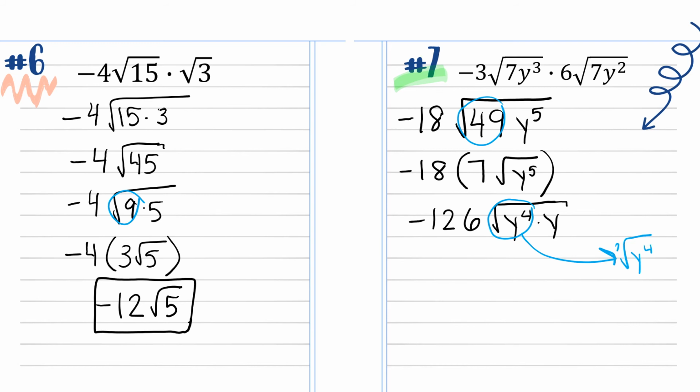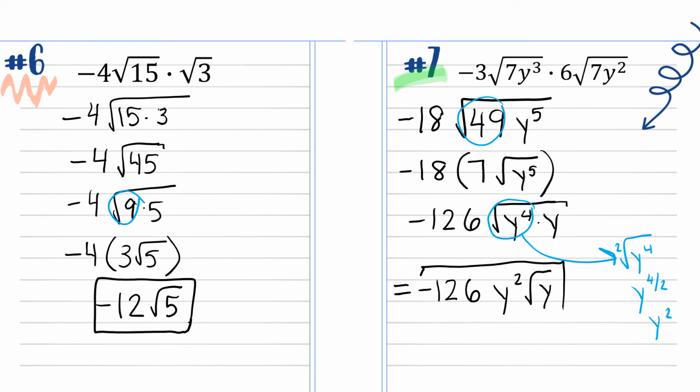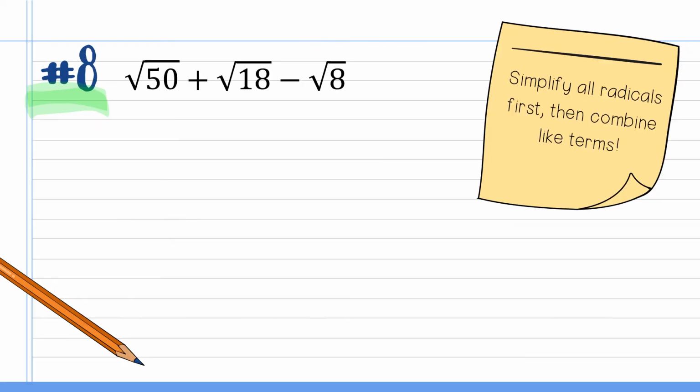I can convert, since my index here is 2, I can write this as y to the 4 over 2, which reduces to y squared. So if you're ever unsure, you can go ahead and rewrite your radicals as a rational exponent to see if they break down. So that means I can pull this out of my radical. So my final answer here would be negative 126, replacing that square root of y to the 4th with a y squared. And then we still have this square root of y on the inside.